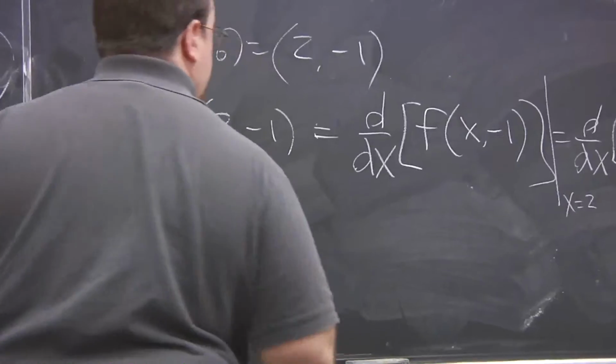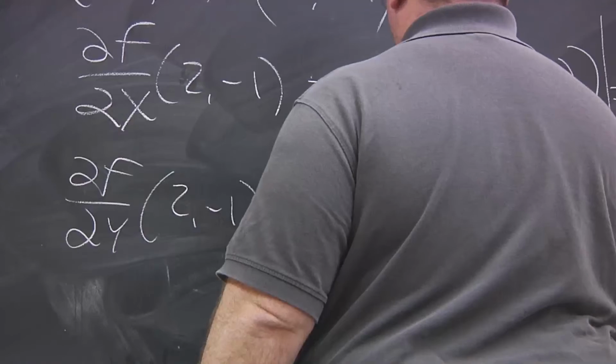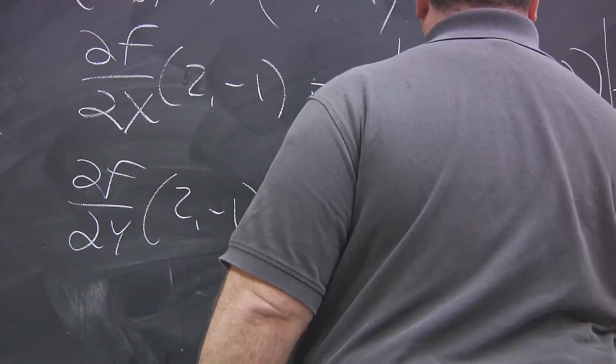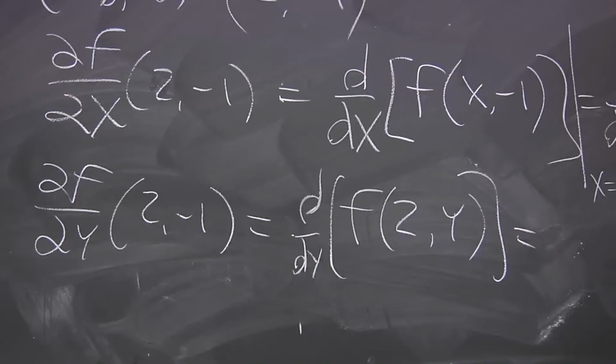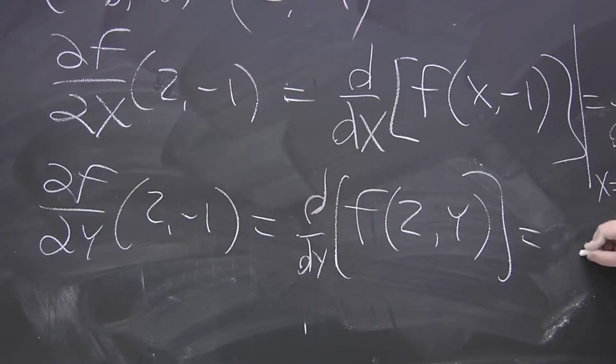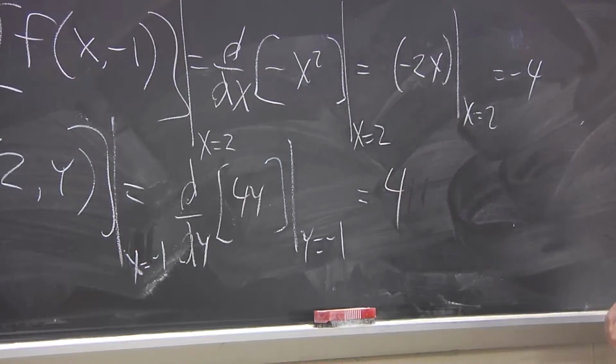Let's do this for y. So now we're going to take f, plug in x equal to 2 right off the bat, leave y unchanged, and differentiate that with respect to y. When we plug in x equal to 2, we get 4y. The derivative of that is just 4. This is a constant function.